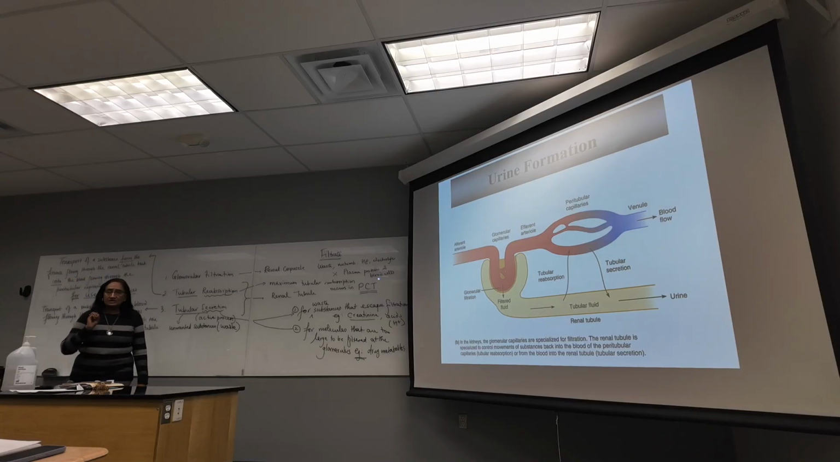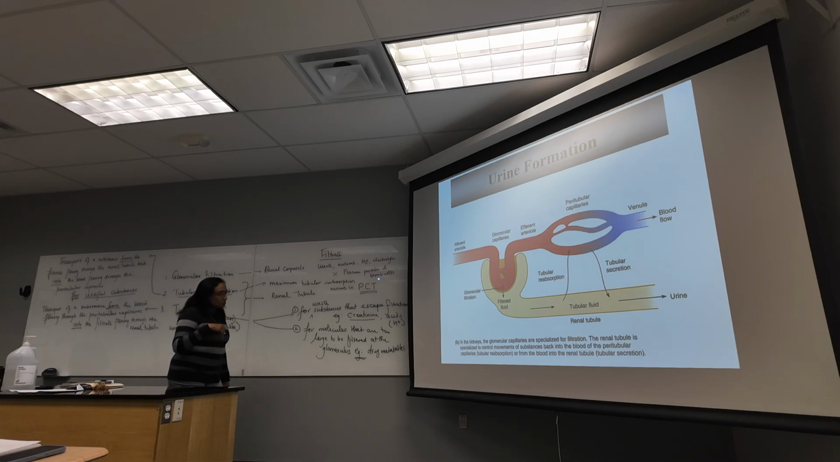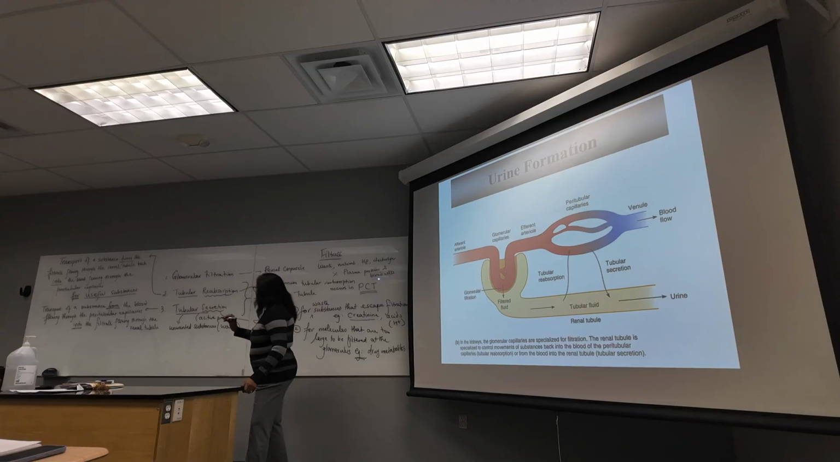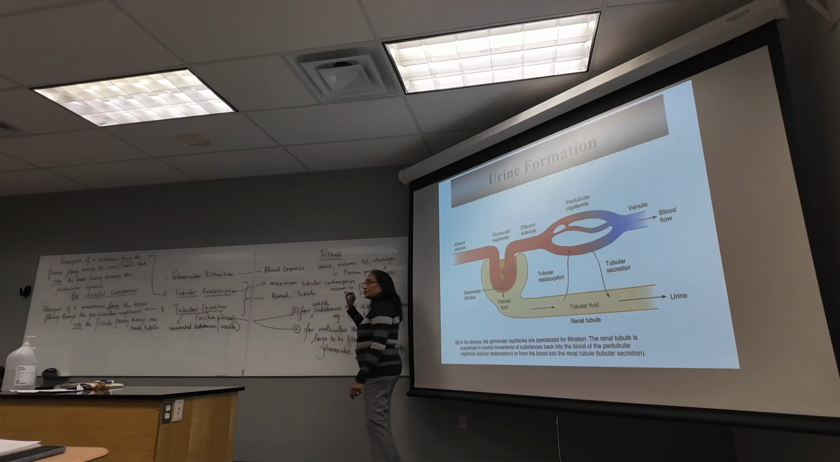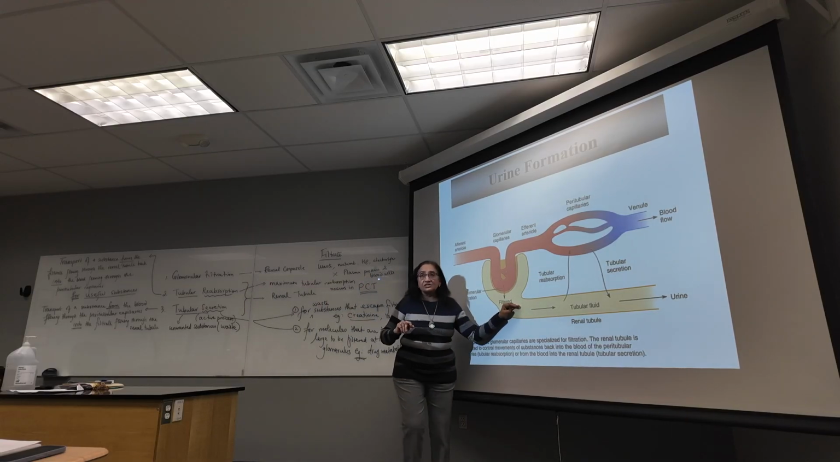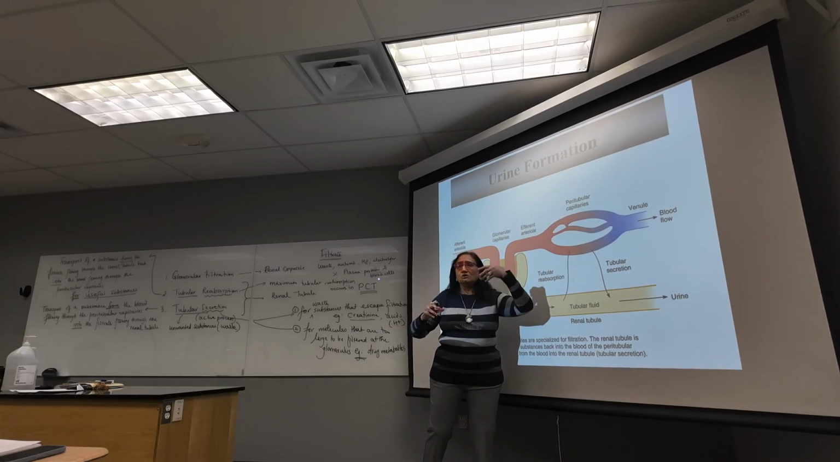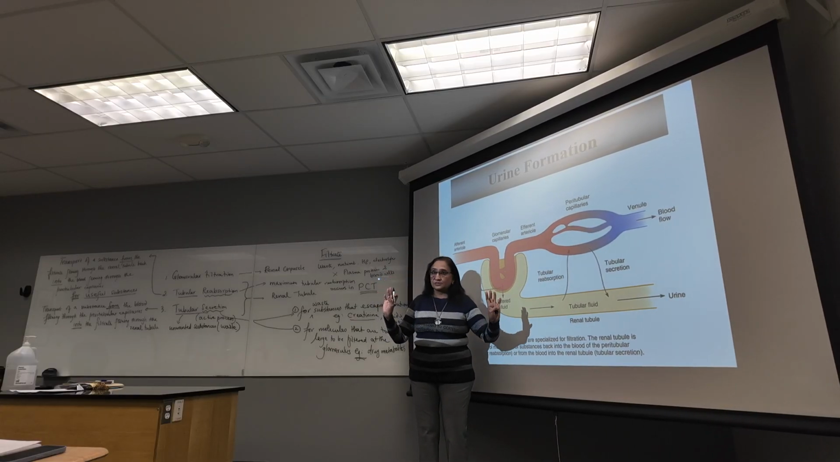Almost everything is getting reabsorbed there. Very little happens in the loop, the DCT and the collecting duct. Okay? So most of the reabsorption happens as soon as the filtrate enters the proximal convoluted tubule. All the useful substances get reabsorbed.